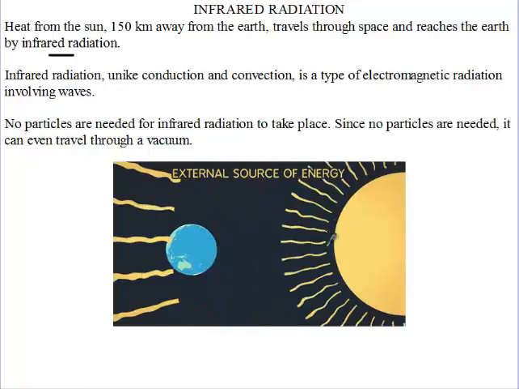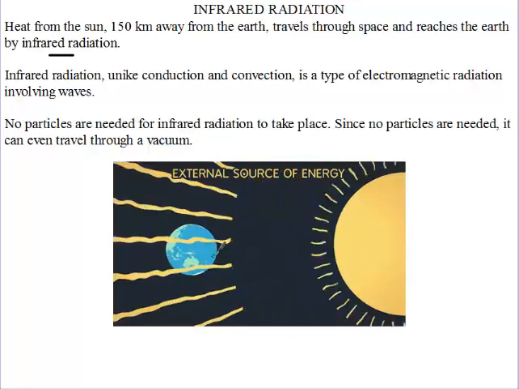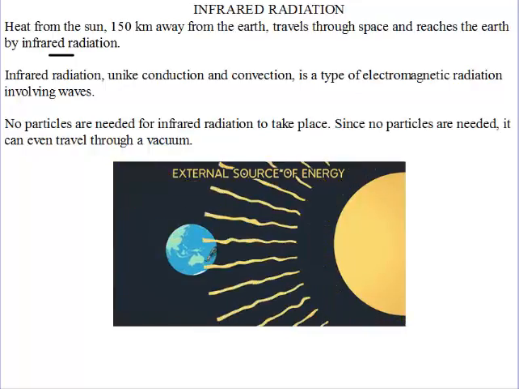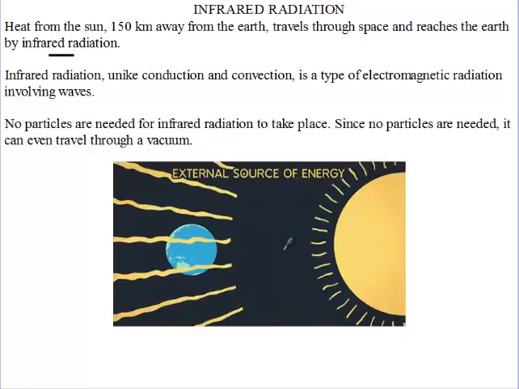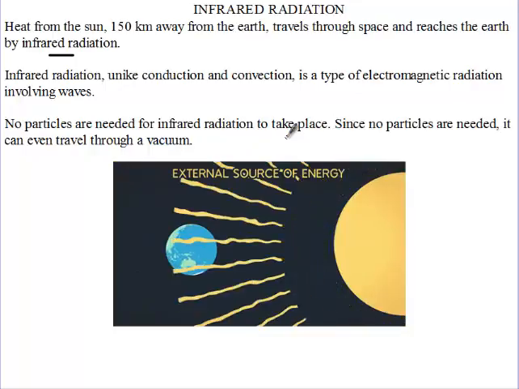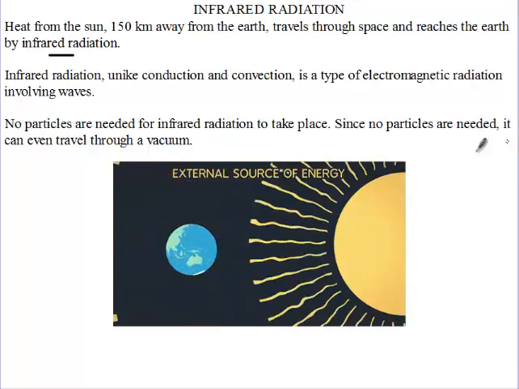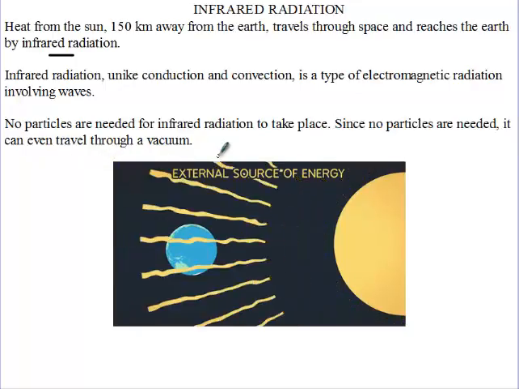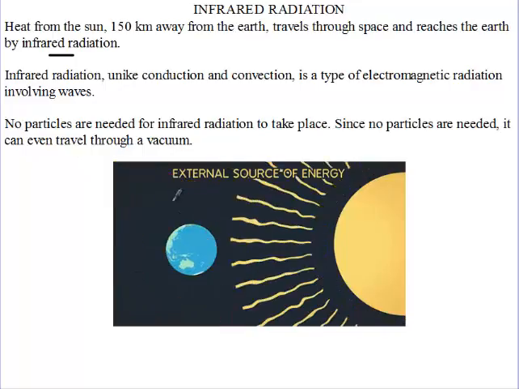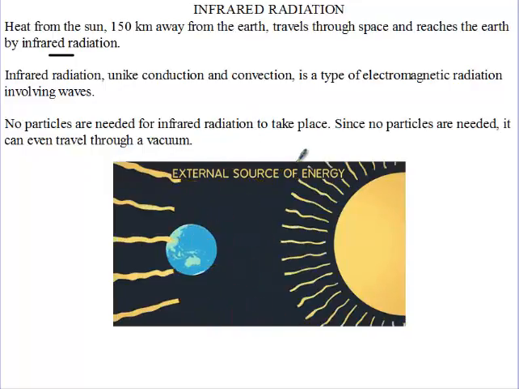Earth. So the sun does not conduct heat to us. Convection does not take place because there are no particles here. But instead, the waves travel through this. And that is what we call infrared radiation. So no particles are needed for infrared radiation to take place. Since no particles are needed, it can travel through a vacuum. So heat can travel through a vacuum as infrared radiation.